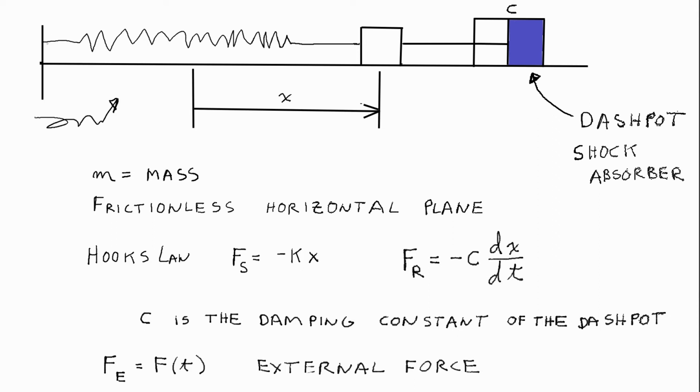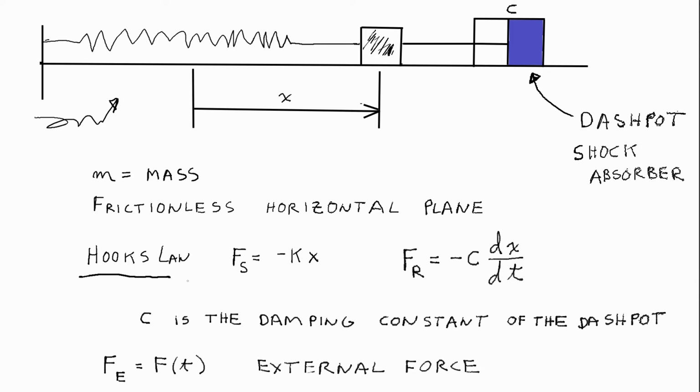So we have a spring here, okay? That's a very bad picture of a spring. And here's our object that has mass m, okay? And so m is the mass, and we have this frictionless surface here. So you imagine this is a frictionless horizontal plane.